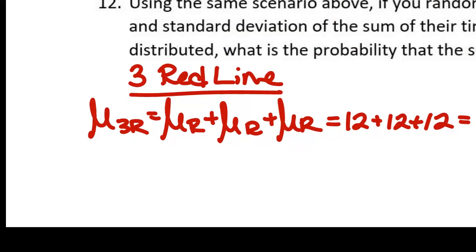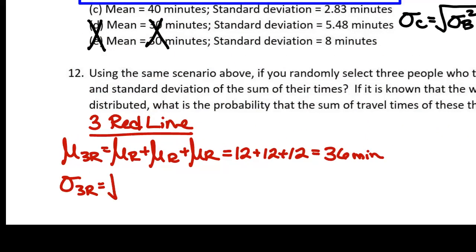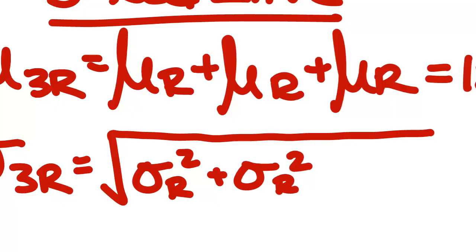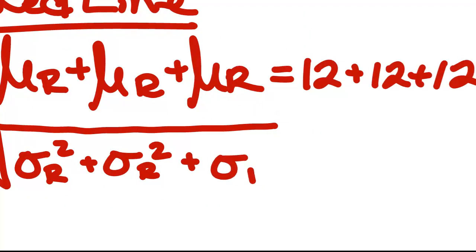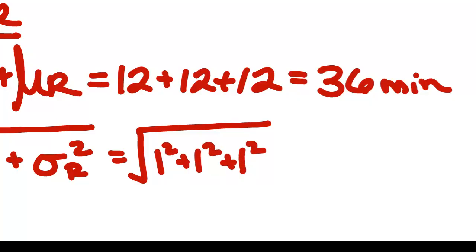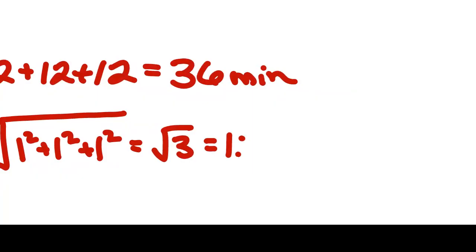We need the standard deviation. Standard deviation for 3 people taking the red line is going to be the square root of the standard deviation for the red line squared plus the standard deviation for the red line squared plus the standard deviation for the red line squared. What is the standard deviation for the red line? 1. So 1 squared plus 1 squared plus 1 squared. We end up with the square root of 3, which is about 1.732. And that would also be minutes.